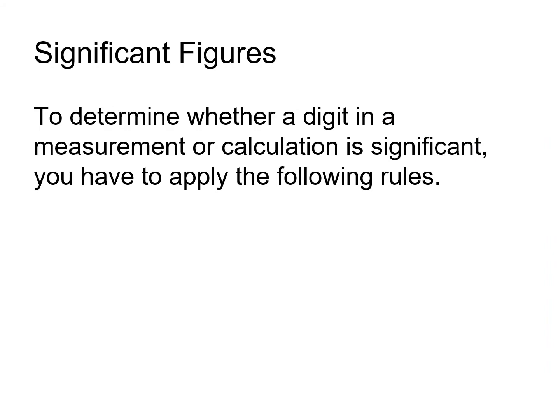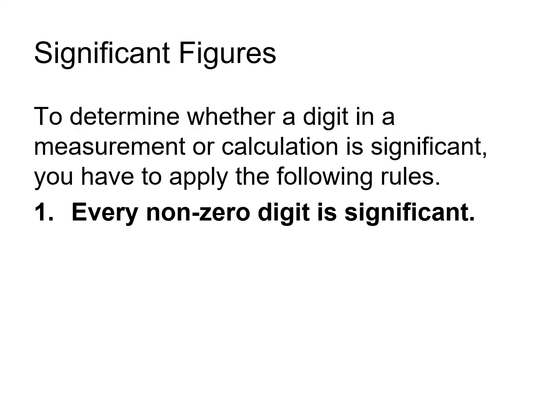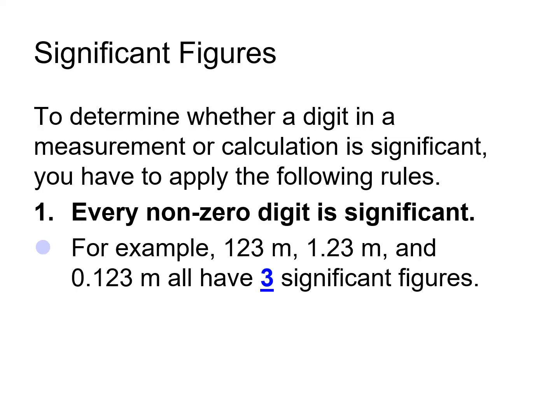To determine whether a digit is significant, here are some rules to follow. First, every non-zero digit in a measurement is significant. So anytime you see 1, 2, 3, 4, 5, 6, 7, 8, 9, those count. The problem comes with the zeros. When do they count? When don't they count? Here are three examples: 1.23 meters, 12.3 meters, and 0.123 meters. These all have three non-zero digits. They all have three significant figures.